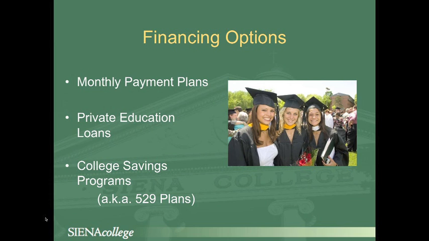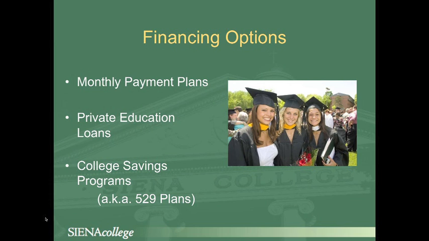In addition, some students utilize private education loans. These are student loans that are through various lending institutions such as a credit union, national lender, or state agency. Many times, private education loans have a variable interest rate and require a credit-worthy cosigner.